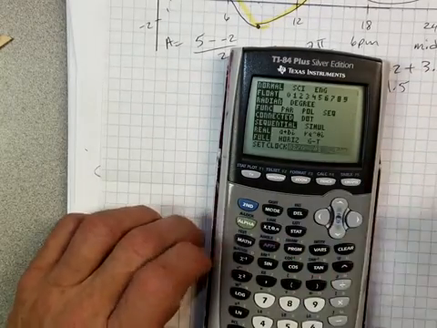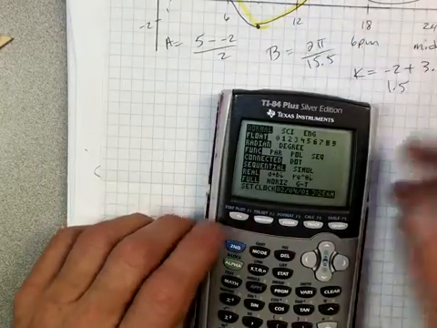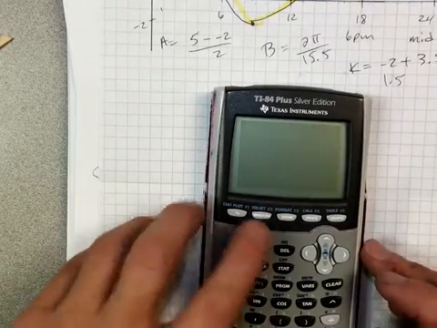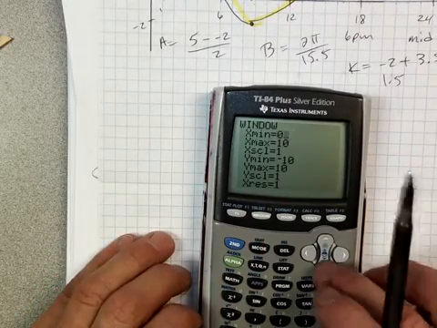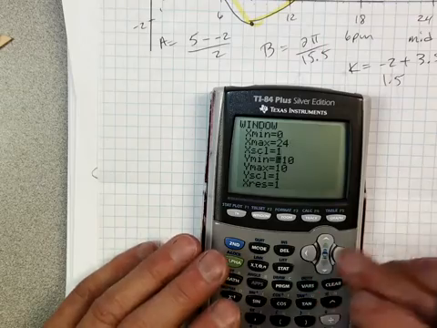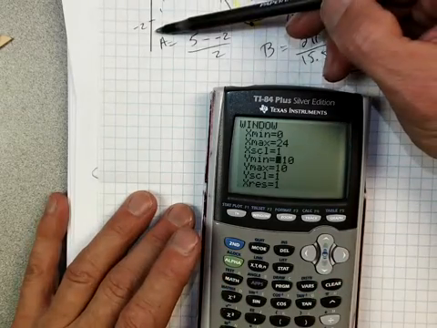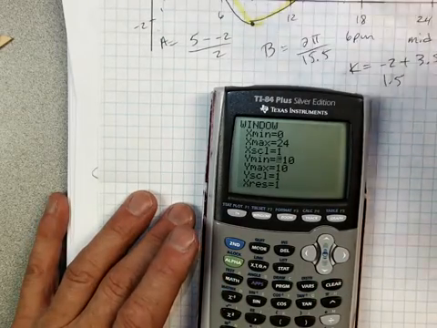Radian mode for sure, right? Radian, got to have radian mode because of the pi's. And let's go to window. Let's go 0 to 24, right? 24. Probably negative 3 to 6.